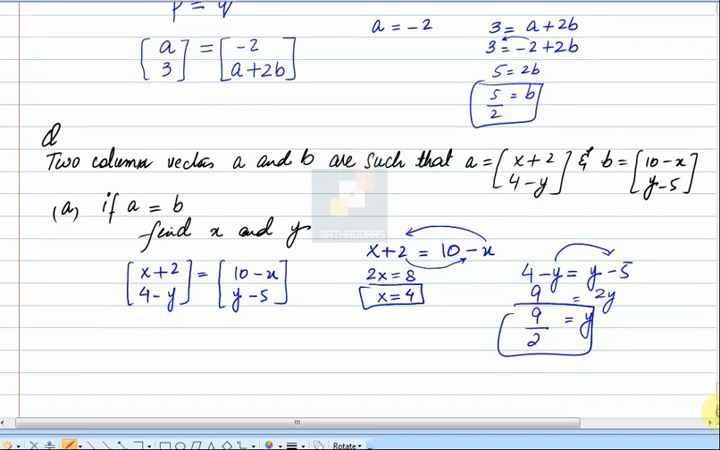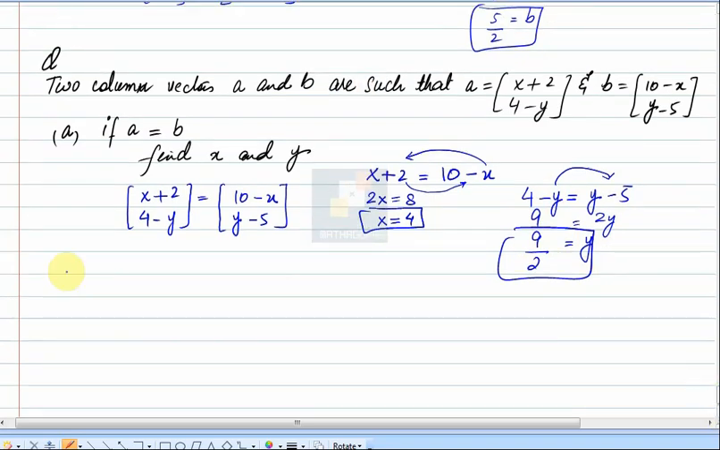Now the second part says: write down the negative vector of A. So first you need to do it by yourself. What is the negative vector of A? First try it by yourself, and you have 30 seconds to do this question, and then I will explain.